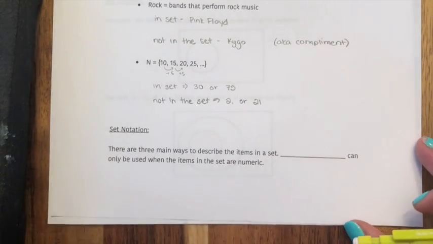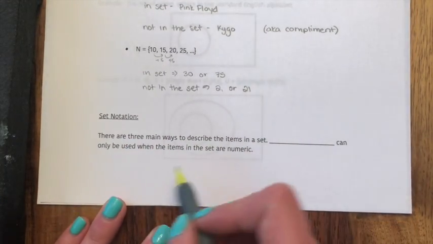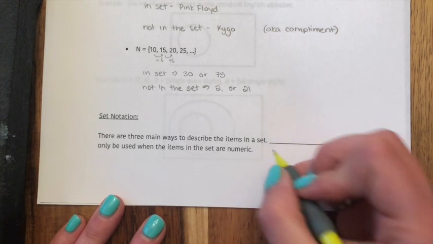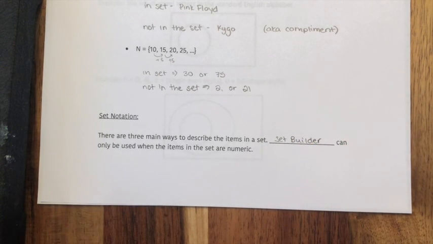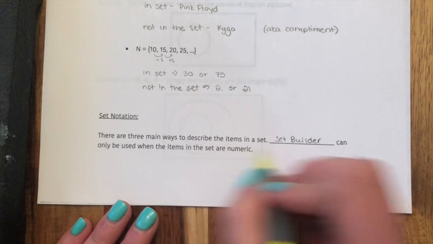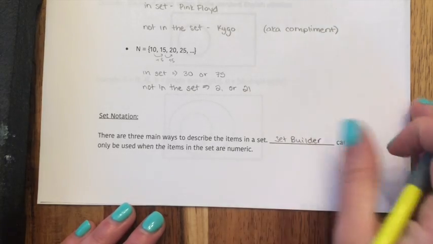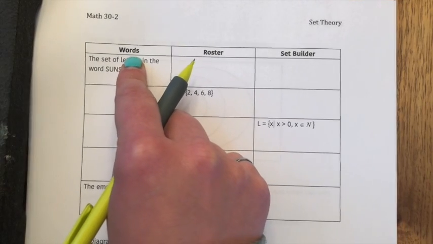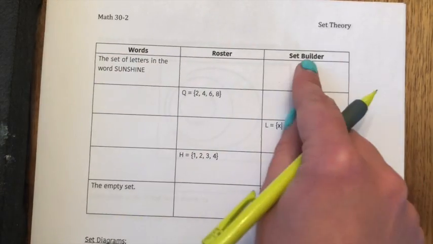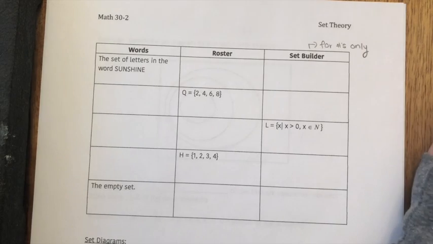Sets are generally going to have some sort of pattern to them. There are 3 different ways that we can write them, which we call set notation. They're on the next page. Just so you guys know, set builder, which is one of them, can only be used when the items in the set are numeric. So the items in the set have to be numbers for set builder. If you get something that's not numbers, you can just write NA for that. So the 3 ways are words, which is as it seems, we explain it in words, roster, or set builder. Again, set builder is for numbers only.